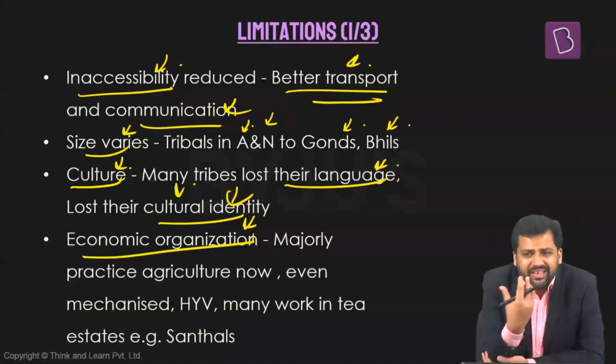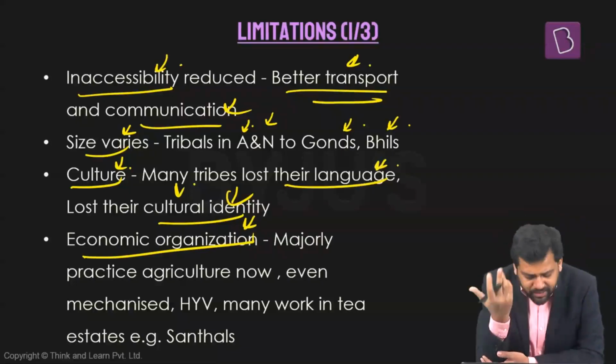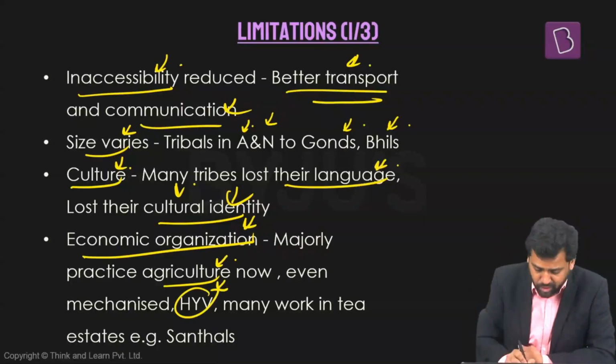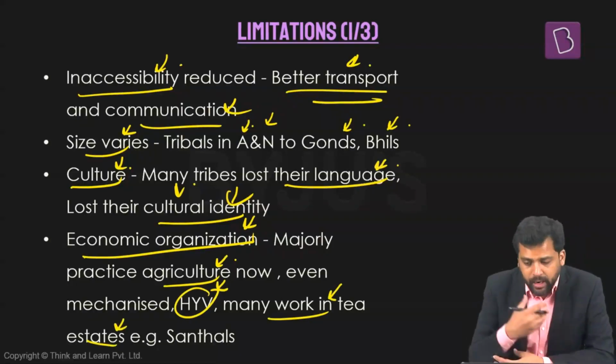What about economic organization? We said that they are involved in very basic economic organization, primary activities. But that might not be true. Nowadays, many of them are involved in agriculture. Many of them are also practicing mechanized agriculture. Many of them are using high yield varieties, green revolution. Many of them are also working in tea estates. So the economic organization also varies.